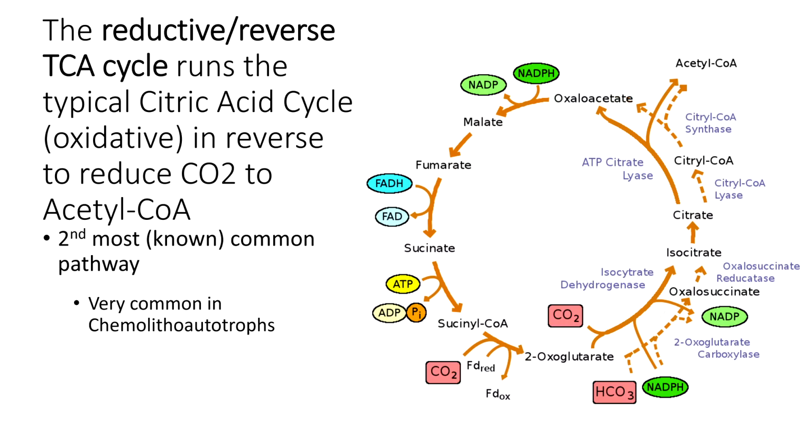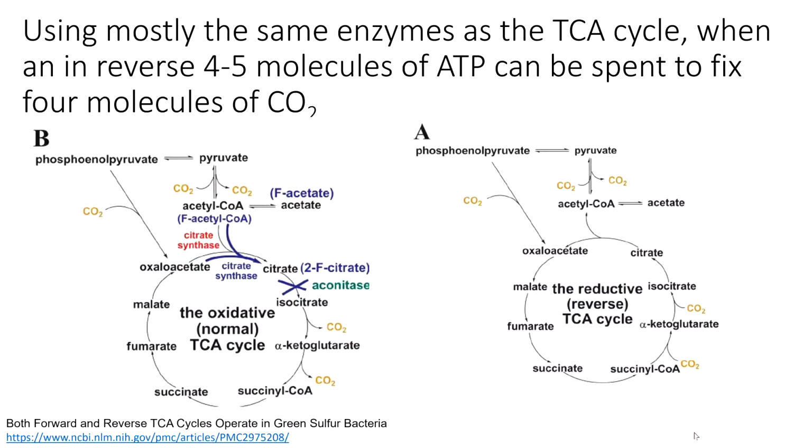And it's very common in chemolithoautotrophs, and it's the second, as far as we know, the second most common pathway to see in the microbial world. And so basically what this is doing is using the same enzymes as the TCA cycle. You can see here the so-called normal TCA cycle, and here is the reverse TCA cycle, except you're expending a couple of molecules of ATP. So just like in the oxidative TCA cycle, how you generate some ATP, here you're going to have to apply some ATP to fix carbon dioxide. So very similar compounds, very similar enzymes.